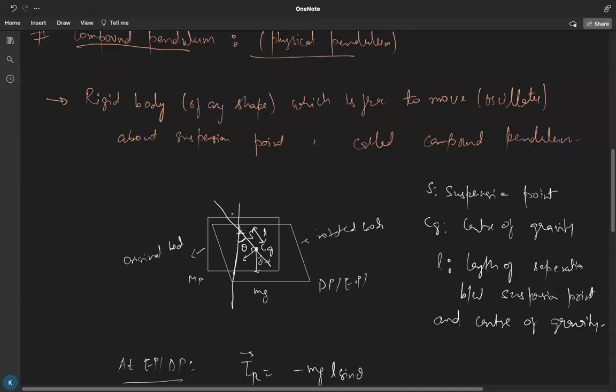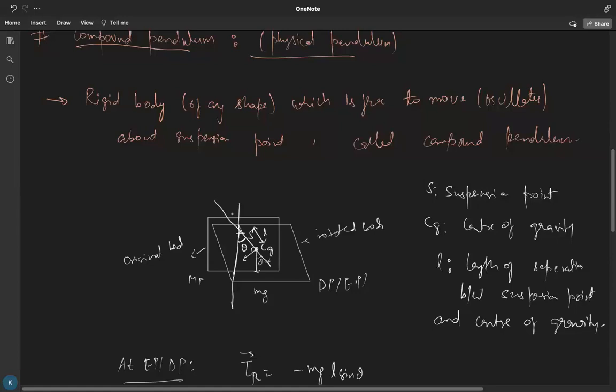So what we need is, at the displaced position, the restoring torque. Then we have to create a relation between angular acceleration and angular displacement. You can also use the equations at the mean position, right? But at the mean position there is no restoring torque, so we get no equation there. So we directly move to the displaced position.